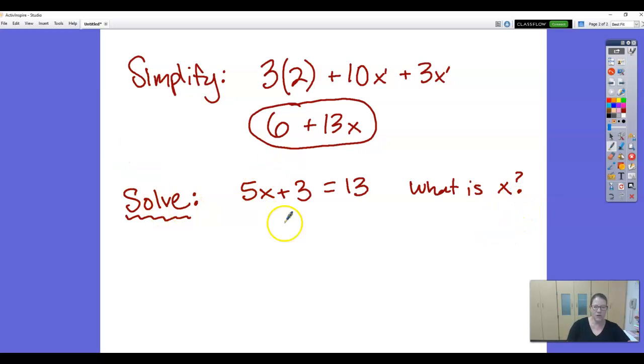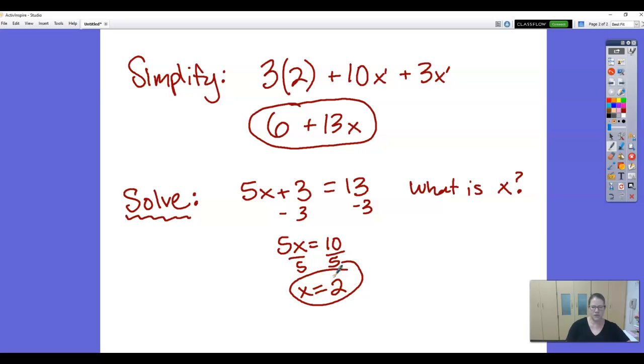So in order to solve this, I'm going to subtract 3 from both sides. This would be 5x equals 10. Divide both sides by 5, and x equals 2. So I solved the equation for x. Now in order to solve for x, I did have to do a little bit of simplifying. And now that I know what x is, I can plug it back in and make sure it's true, and I would be evaluating this side to make sure it equals 13.